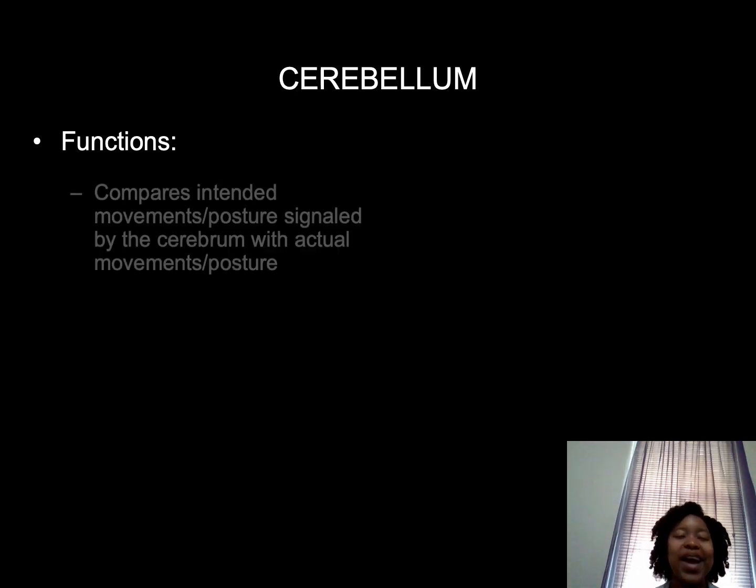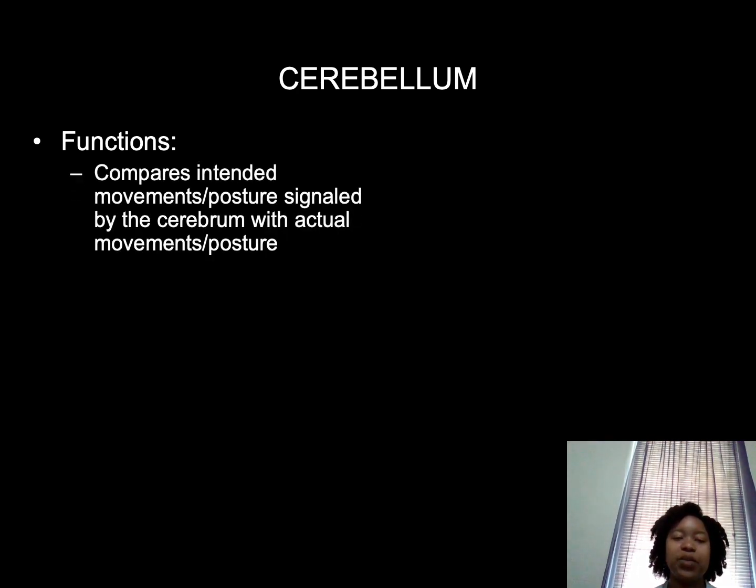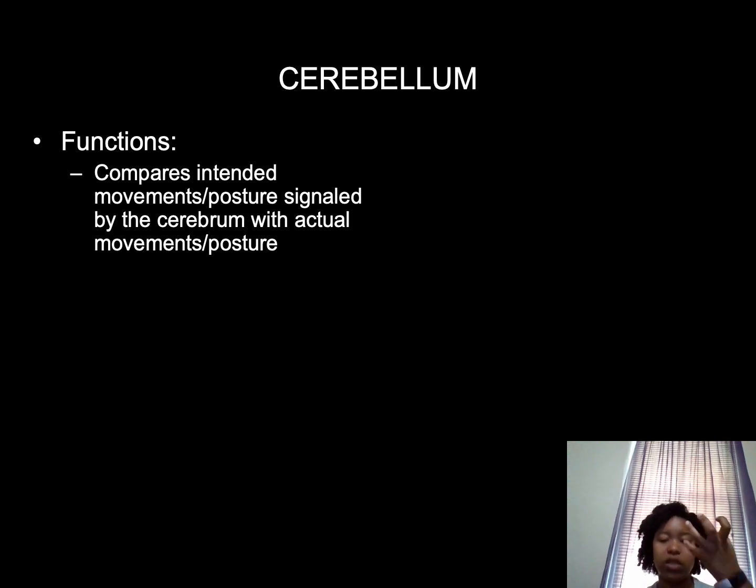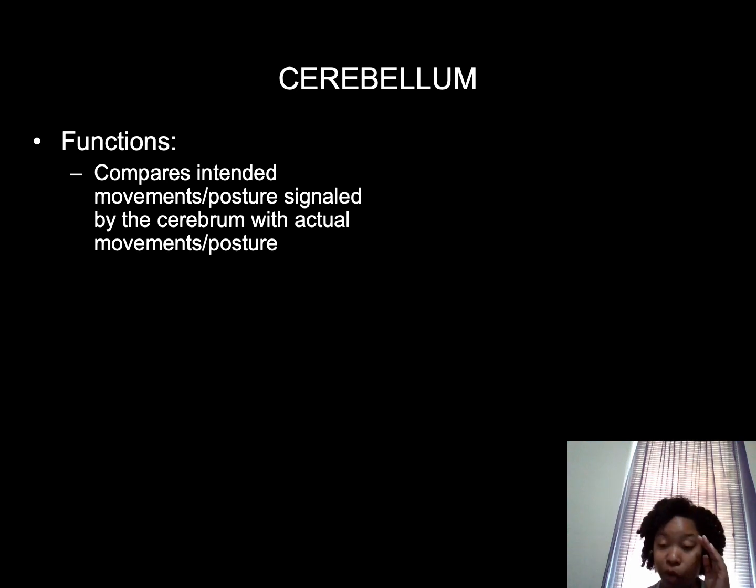Then you have the cerebellum. You know, the cerebellum is the cute little part at the back. But some of the functions of the cerebellum: it compares intended movements and posture signaled by the cerebrum with actual movements and postures. So I think of the cerebellum as a refining center. So the cerebrum is going to send down really crude information, like move arm, like it's just telling it to move the arm, just do it or whatever. But the cerebellum's kind of like, oh, how do you need to move the arm?